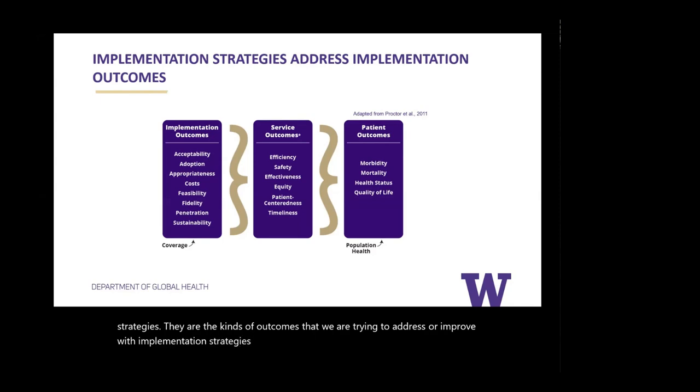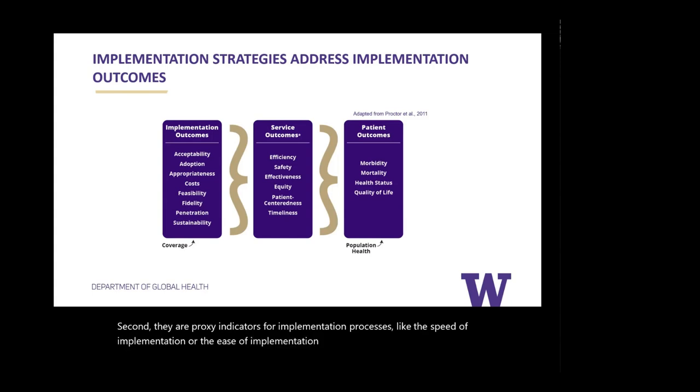Implementation outcomes serve three functions. First, they serve as indicators of implementation success. If I were to ask you, how do you know how well this implementation effort is going? How will you measure or assess whether this implementation effort is successful? These are the kinds of outcomes that you would use to gauge that success. Second, they are proxy indicators for implementation processes like the speed of implementation or the ease of implementation.